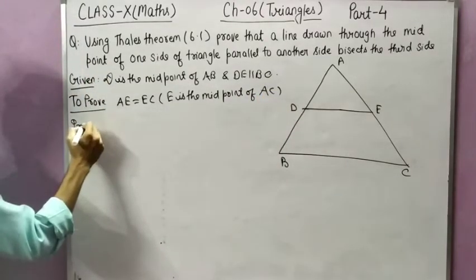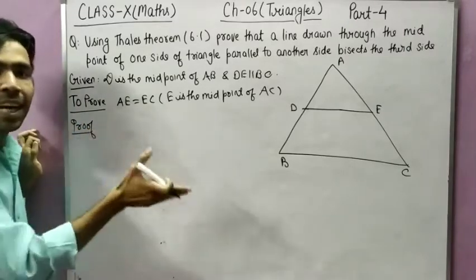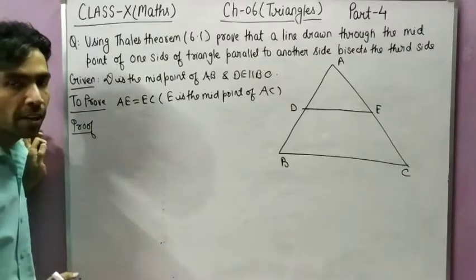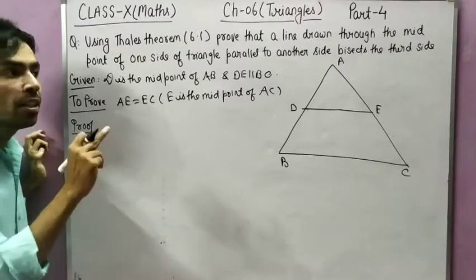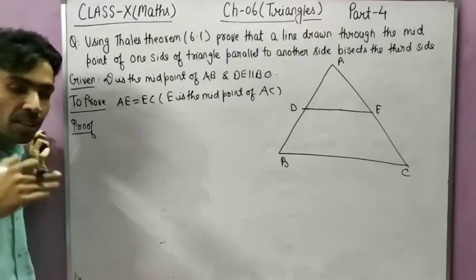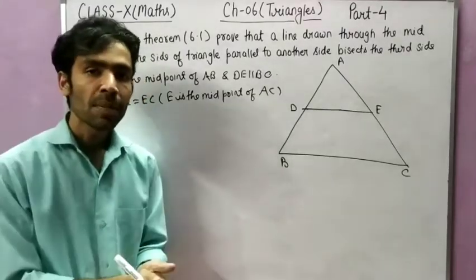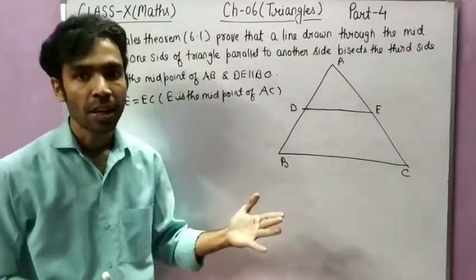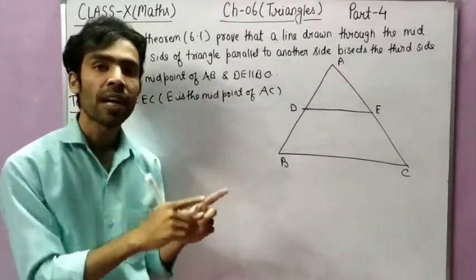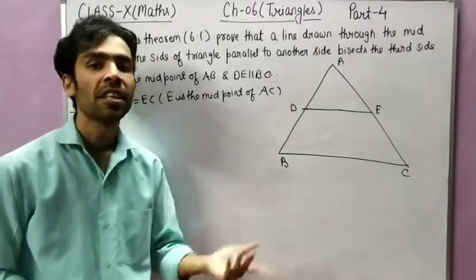Now, what is Thales' theorem, student? When a line is drawn parallel to one side of the triangle, intersecting the other two sides at distinct points, then the other two sides will be divided in the same ratio.